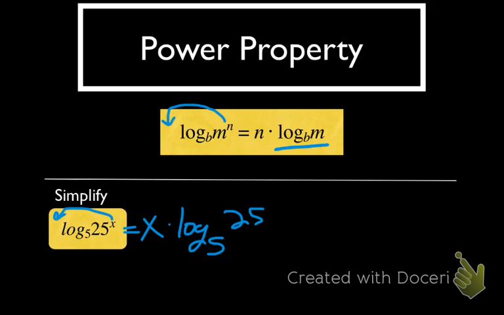And remember that log base 5 of 25 is asking me, 5 raised to what power equals 25? 2. Yeah, 5 raised to the second power, right? So log base 5 of 25 is actually 2. So I'm going to substitute 2 in for log base 5 of 25. So I get 2 times x.